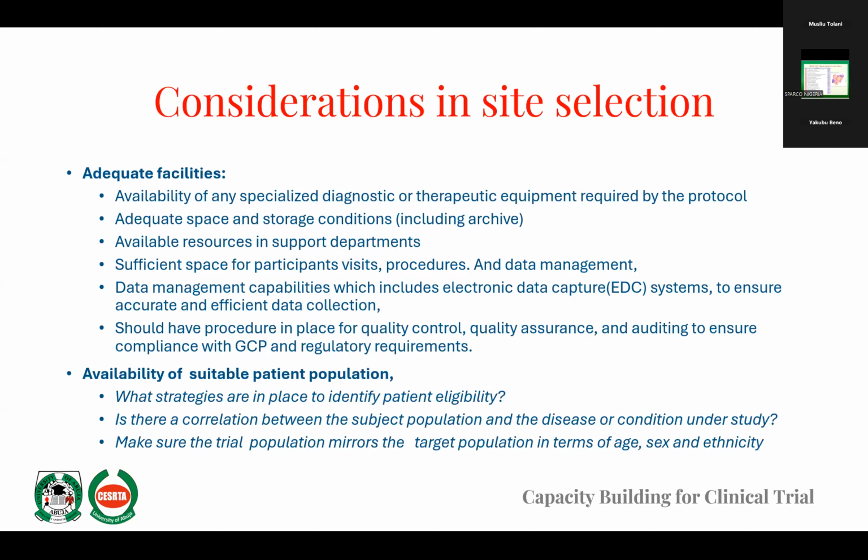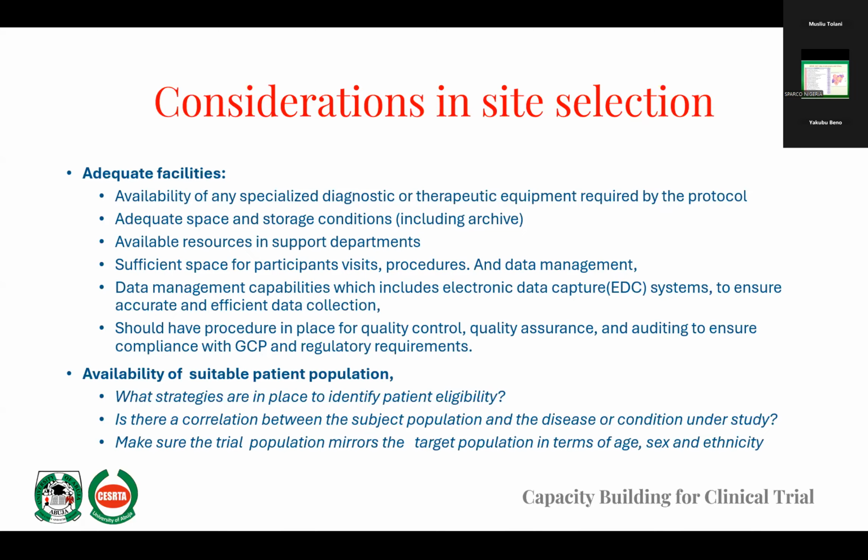Then availability of a suitable patient population. The sponsor should ask what strategies are in place to identify patient eligibility. Again, using advocacy groups, participant engagement or community engagement is key in making sure you get an available and suitable patient population. Is there a correlation between the subject population and the disease or condition under study? These are the issues you look at in selecting a site.